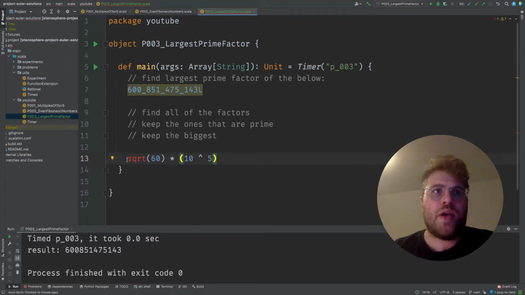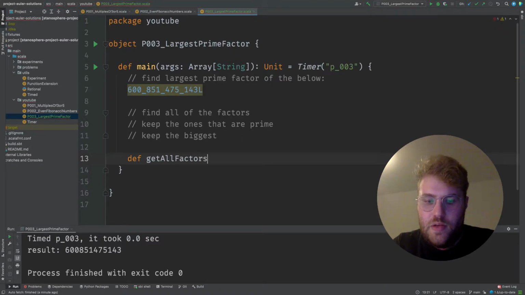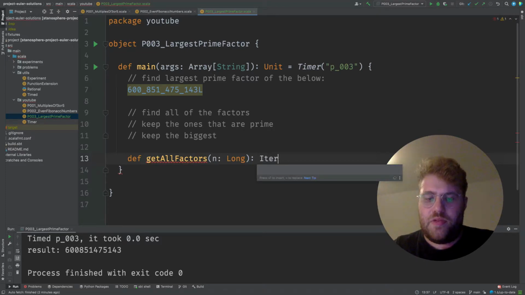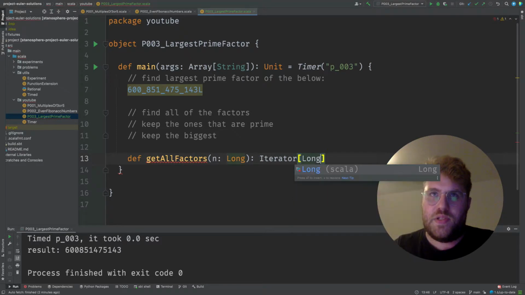Alright, so why don't we go ahead and write the code for finding all of the factors for this number. Let's call it something vaguely sensible, get all factors maybe. I'll take a number, and that number's going to be a long. And I'm not really sure what we're returning yet. Maybe it's going to be an iterator, isn't it? Let's be honest, I love iterators for whatever reason.